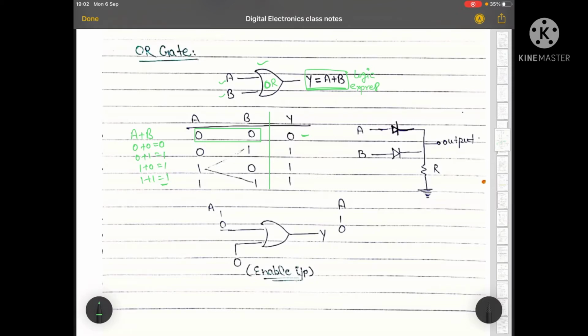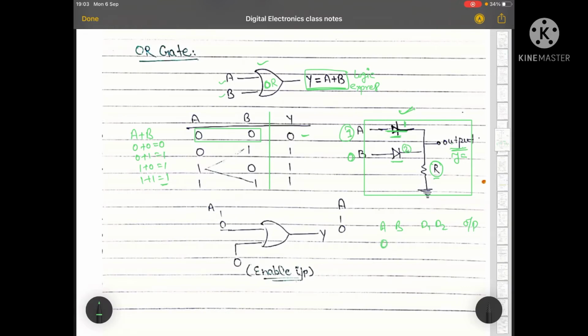Okay, if we want to draw the circuit with the help of diodes, then we can draw it like this. Here is our diode D1, here diode D2, and here is our resistance R, and here is our output Y. If we give 1, the diode is short circuit, and if it is 0, for example A, B, D1, D2 and output.